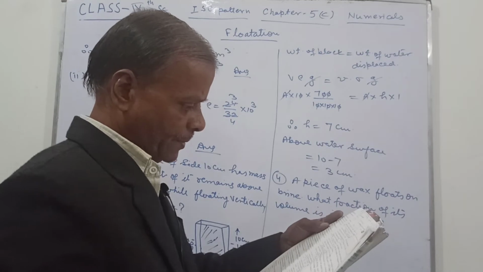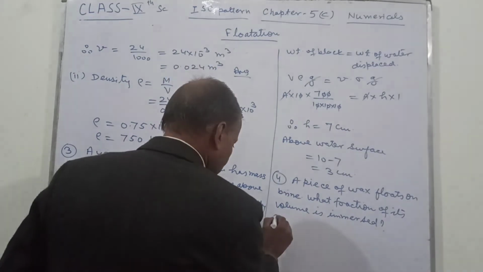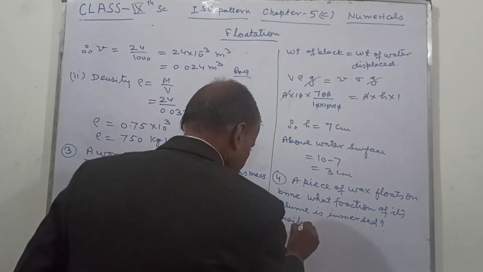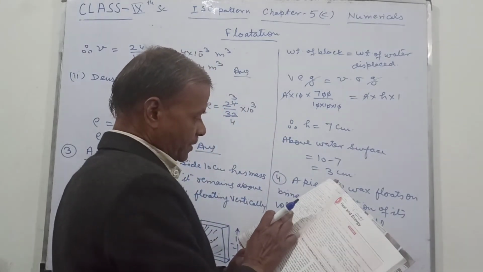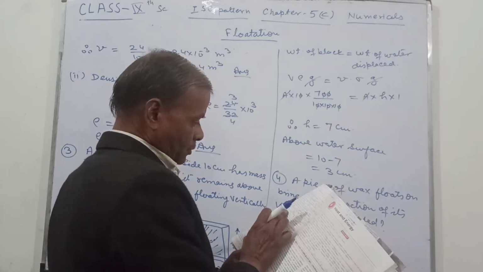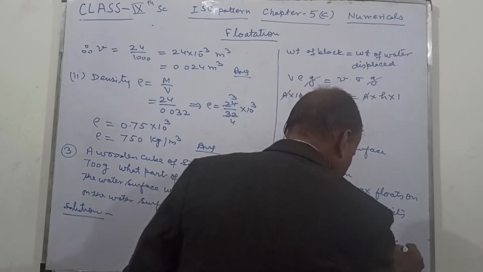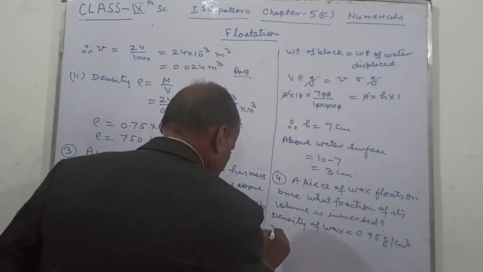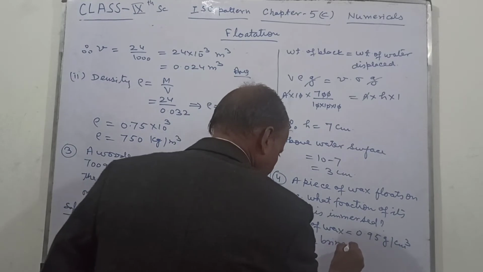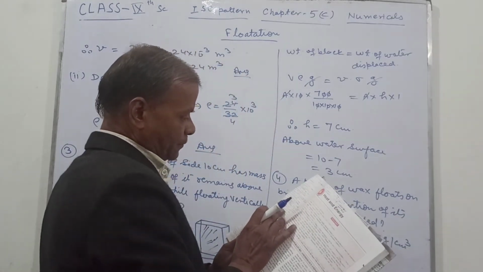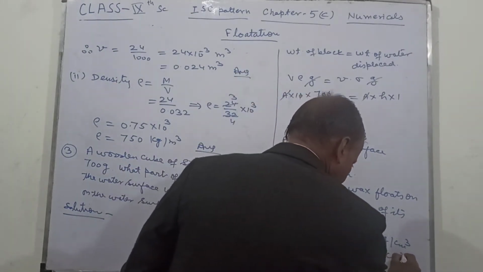You are given the density of wax, which is 0.95 gram per centimeter cube, and the density of brine, which is 1.1 gram per centimeter cube.